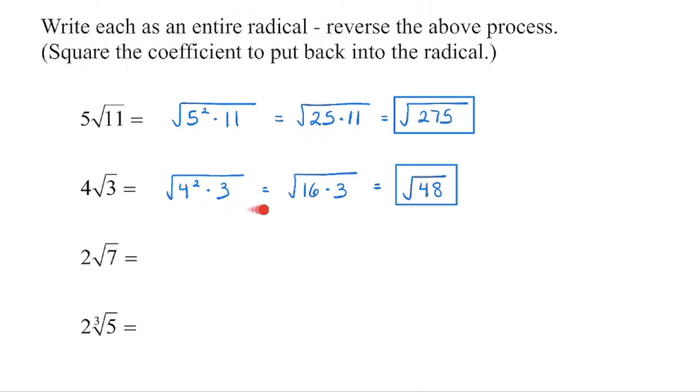Now, we don't have to write this out every time. I just did that so you can see what we're doing. I would just take a look at this and say, okay, we're going to put this back in. 2 squared is 4. 4 times 7 is 28. Boom, you've got the answer.